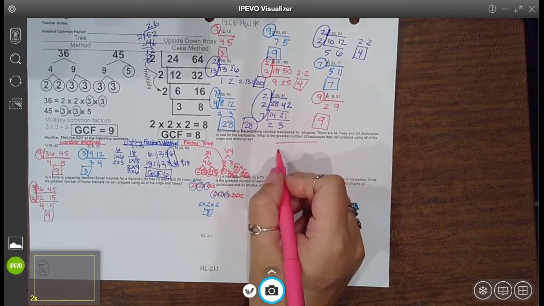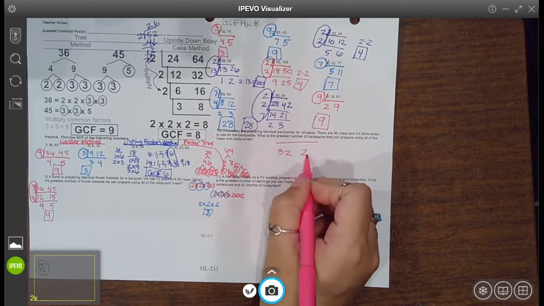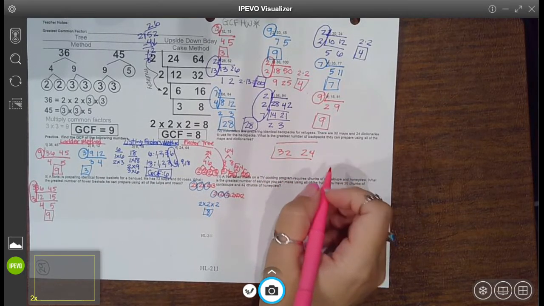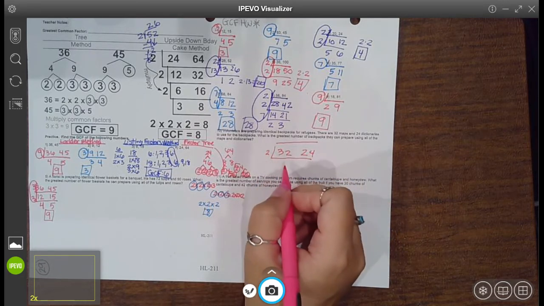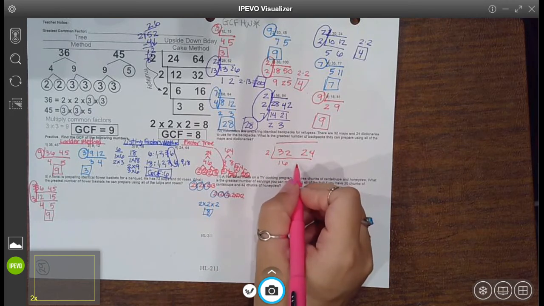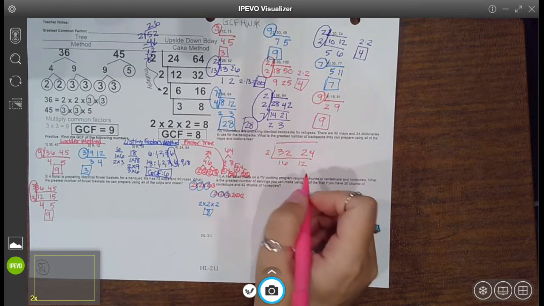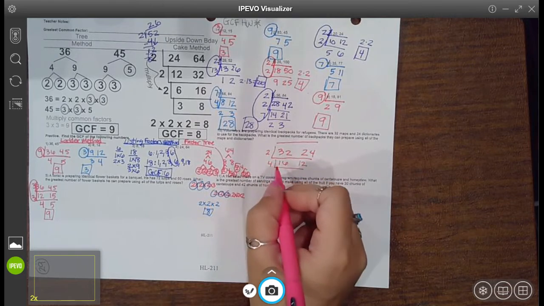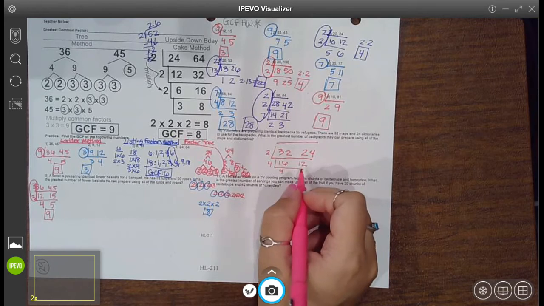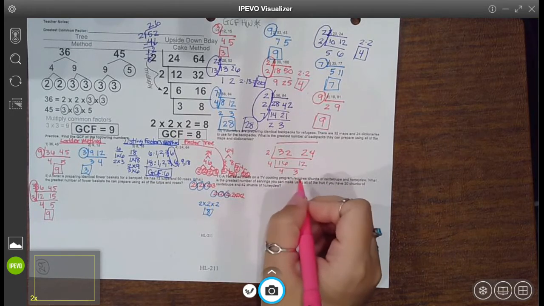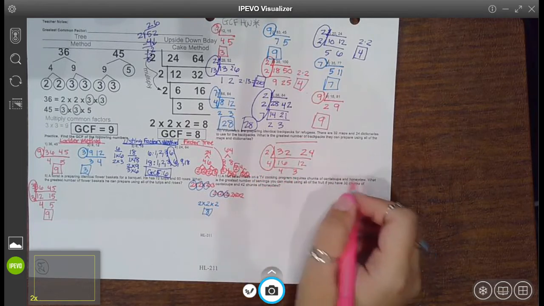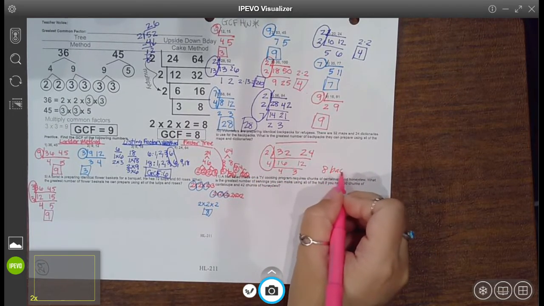So you have 32 maps and 24 dictionaries. So let's find the GCF. What can go into both? 2 can, because they're even. 2 times what is 32? 16. And 2 times what is 24? 12. I see 4 can go into both. 4 times what is 16? 4. 4 times what is 12? 3. Can I keep going? Nope. So along the side, you have 2 times 4, which is 8 backpacks.